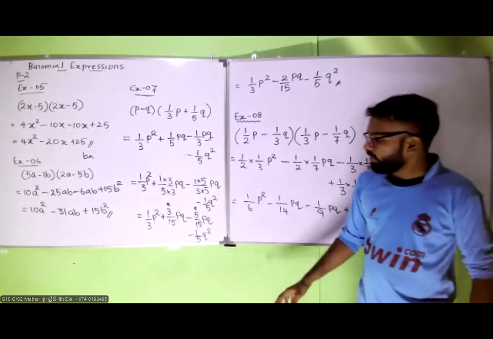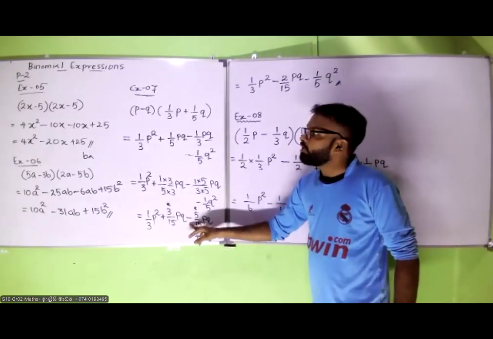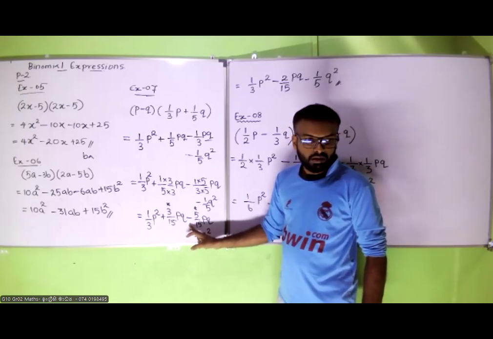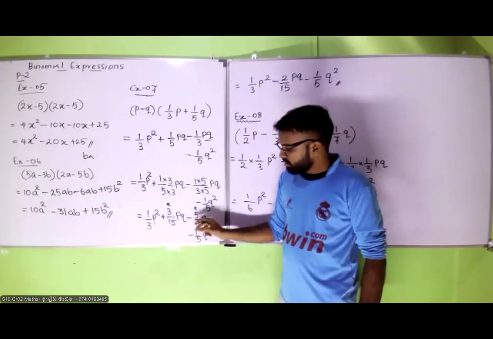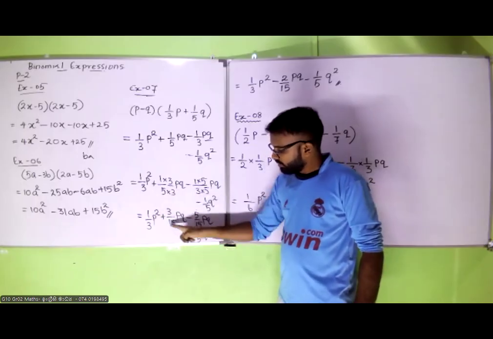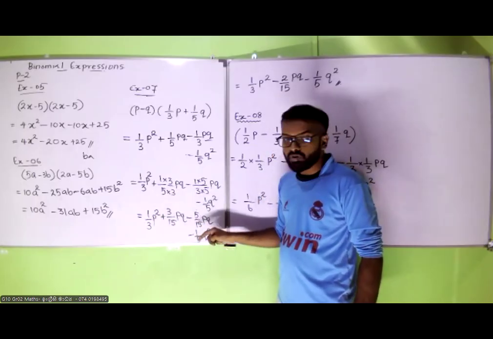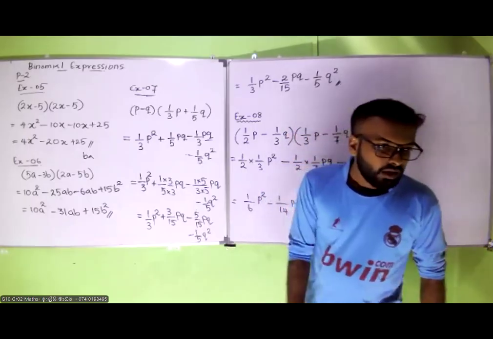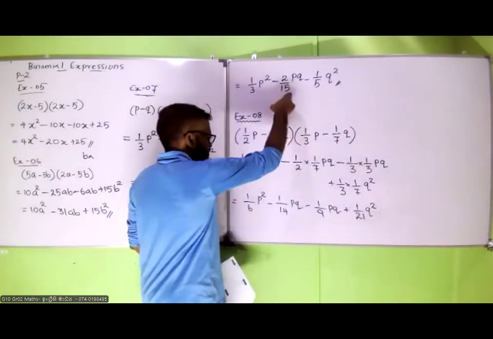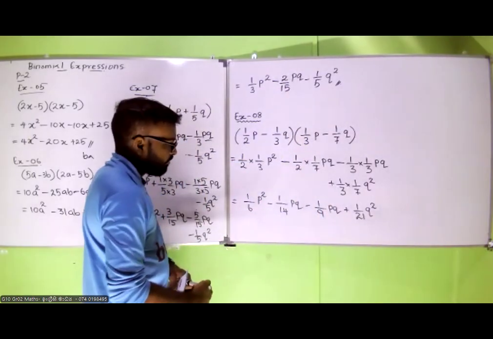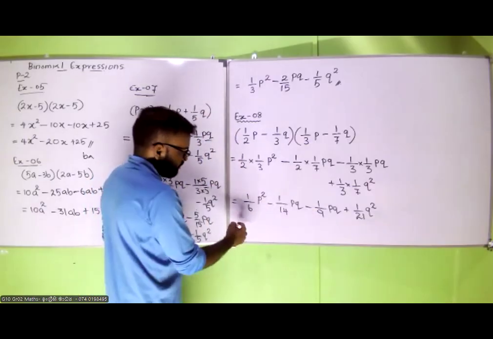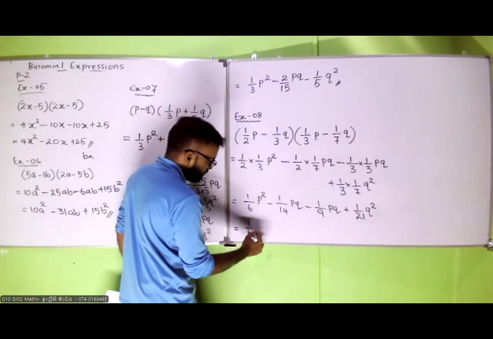But can you find any 3 plus 5 here? Can you find any? The board is unclear. Here positive 3 over 15 and negative 5 over 15. Right? Okay, good. So here the thing is 1 upon 6 P square.